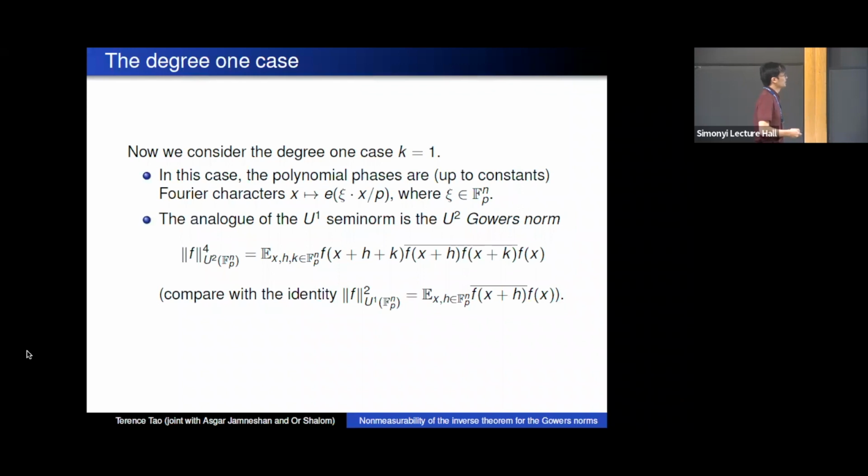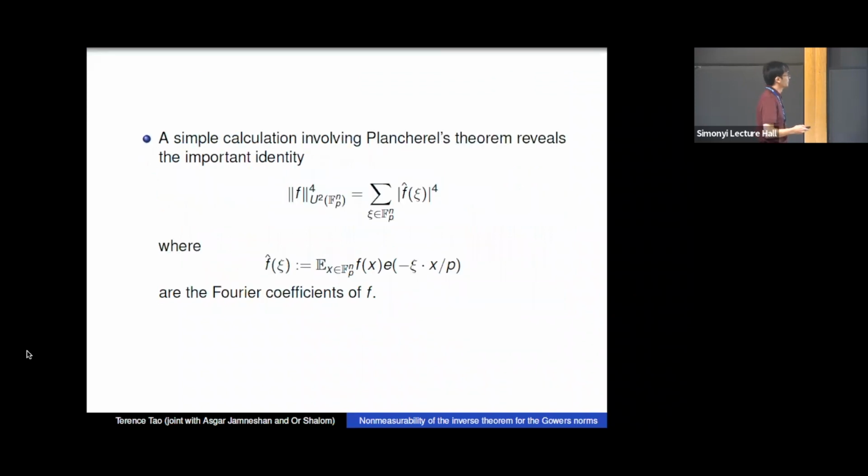So this is an expression called the U2 Gowers norm. It turns out to be a norm. I won't prove it here. Well, actually, it follows from this observation. If you play with Plancherel's theorem a little bit, you can show that the U2 norm is basically the L4 norm of the Fourier coefficients. So it's very, very related to the Fourier transform.